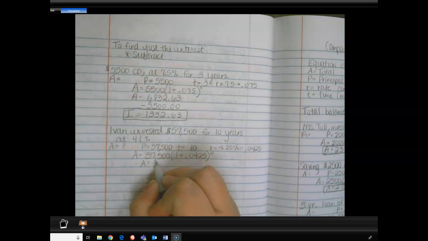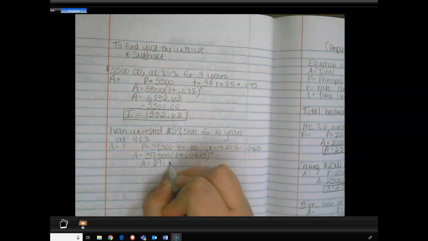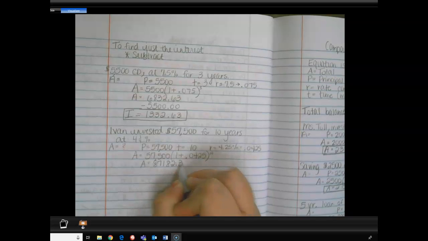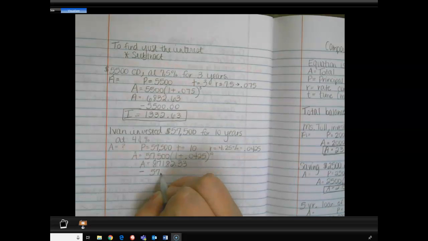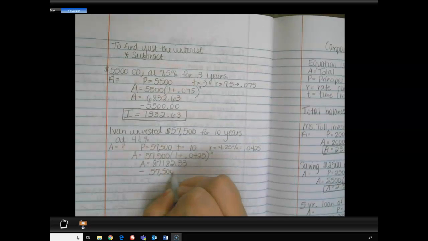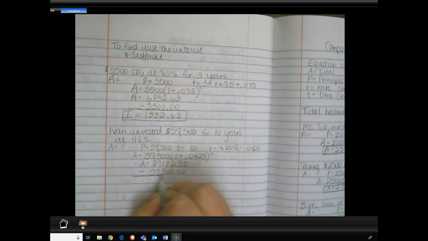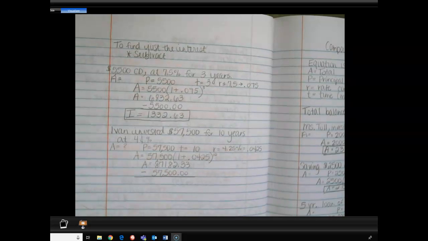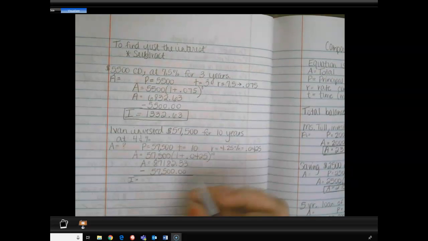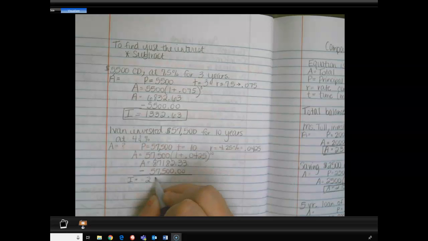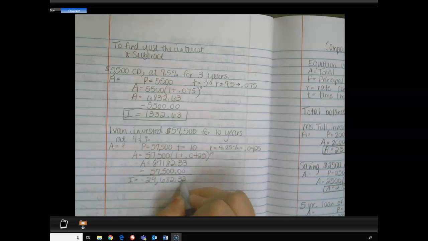And once I plug it into my calculator, I get that it is $87,182.33. But he only invested $57,500. So to find out how much he saved, or not saved, how much he earned in interest, I'm going to subtract those. When I subtract, I get that he earned $29,682.33.